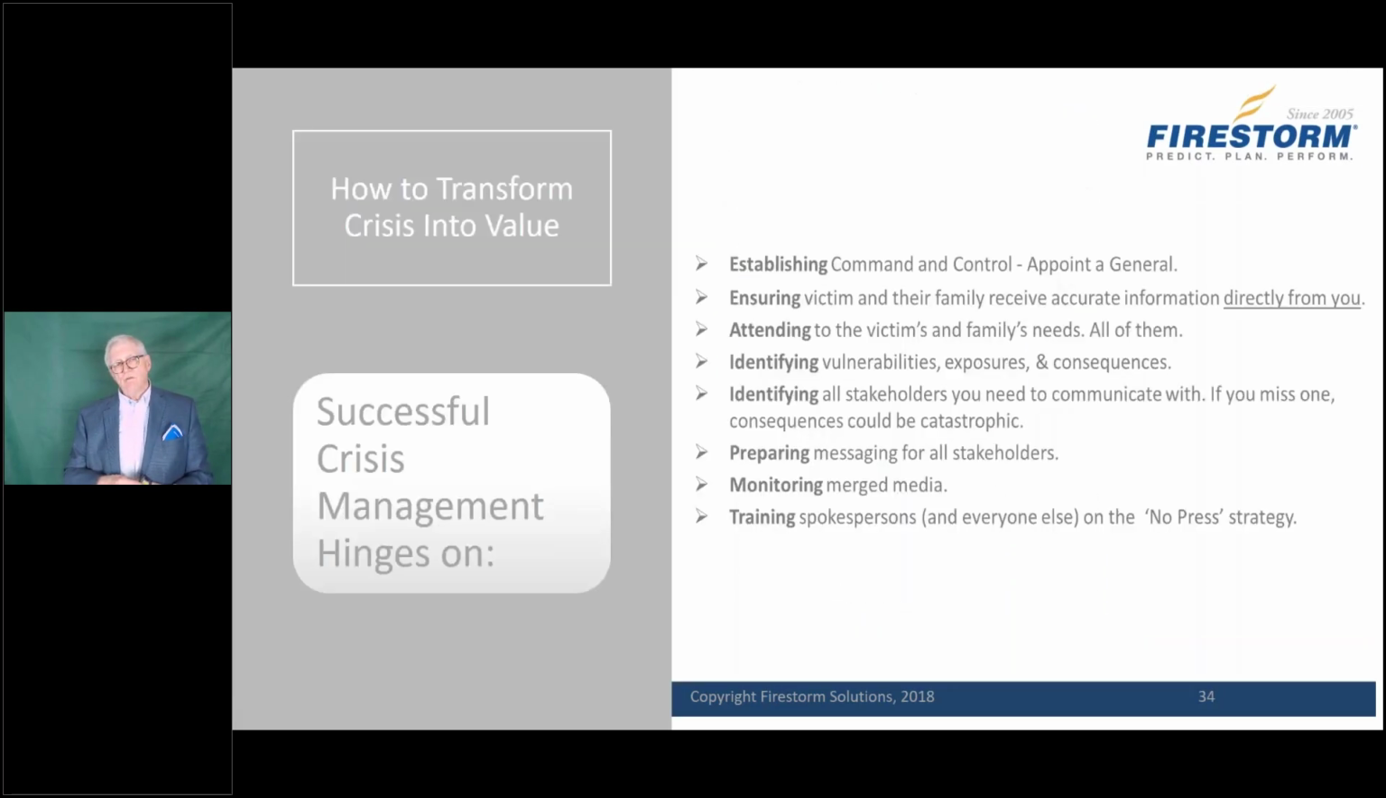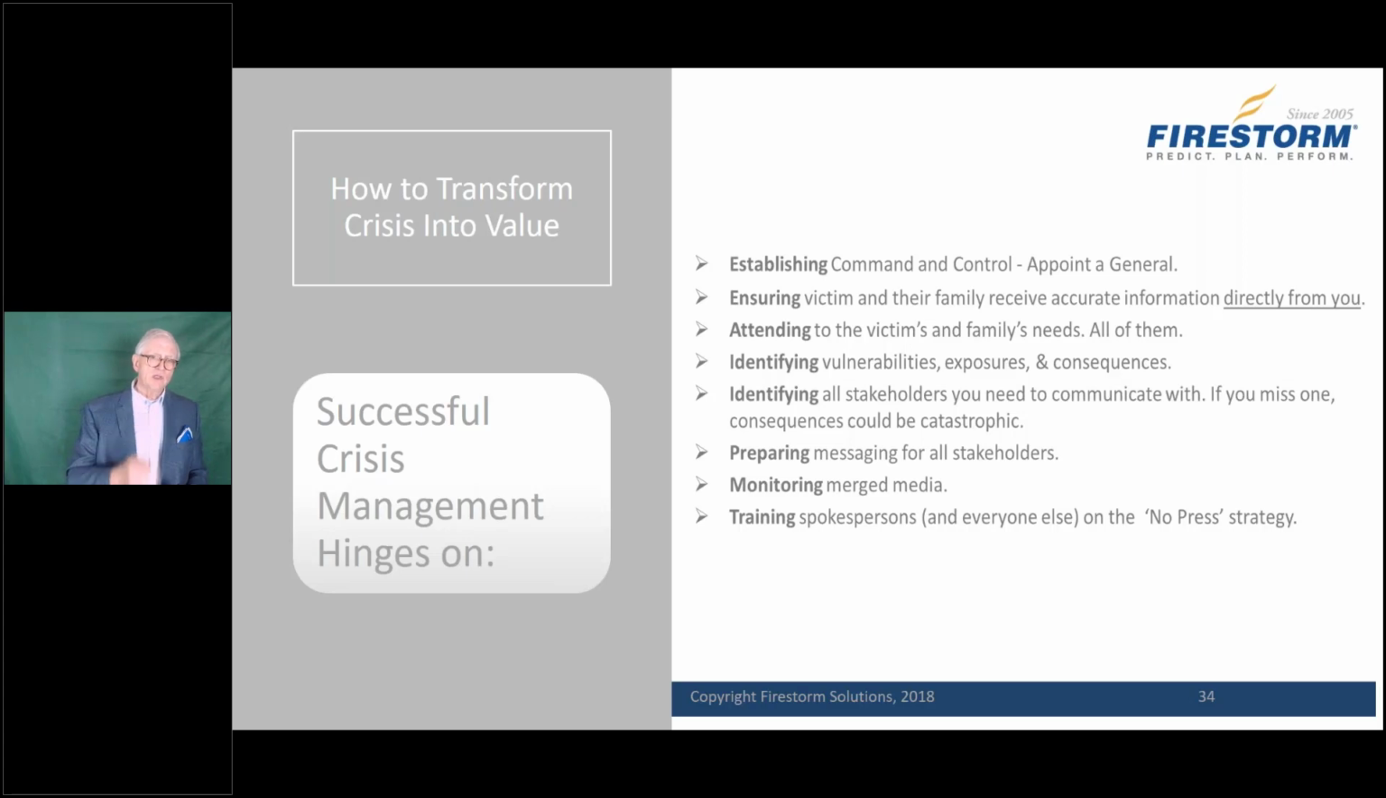So how do you transform a crisis into value? When you look at it, there are significant organizations and local and state and federal governments that have done a wonderful job at communicating at critical times. You've got a set of instructions here, but I'll boil it down to a couple of things.